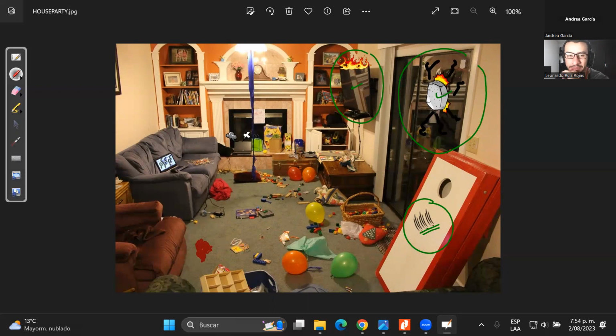Anything else? What do you see over here? I see something over here, but I don't know what that is. Yes, yes. The floor is... ¿cómo es que es?